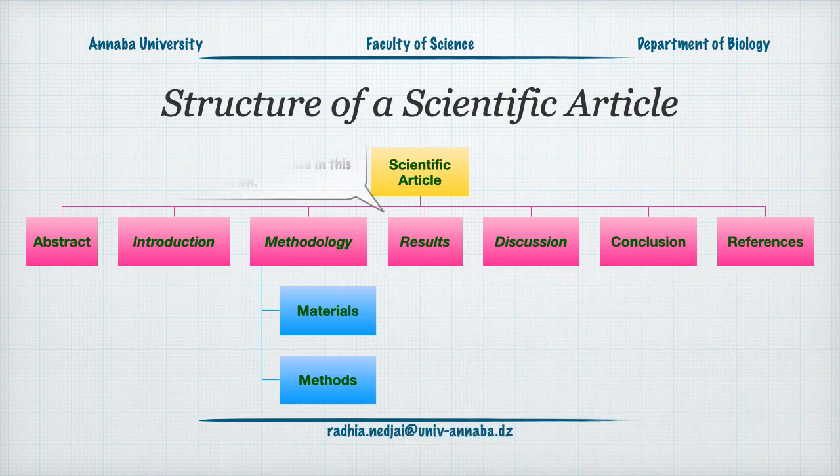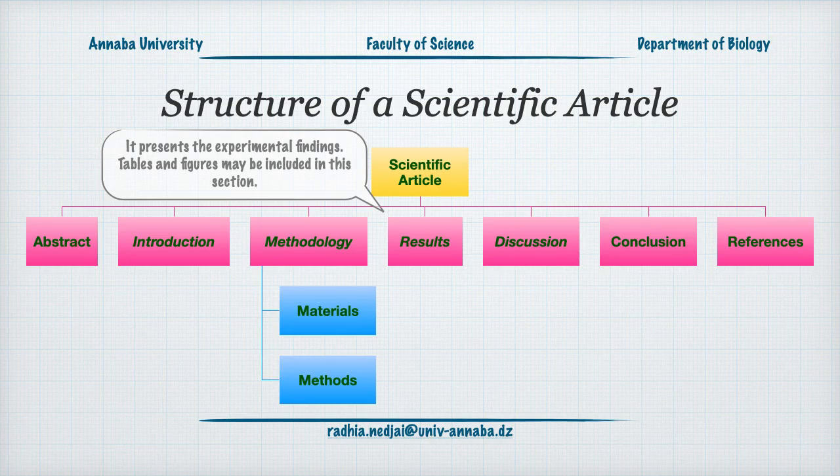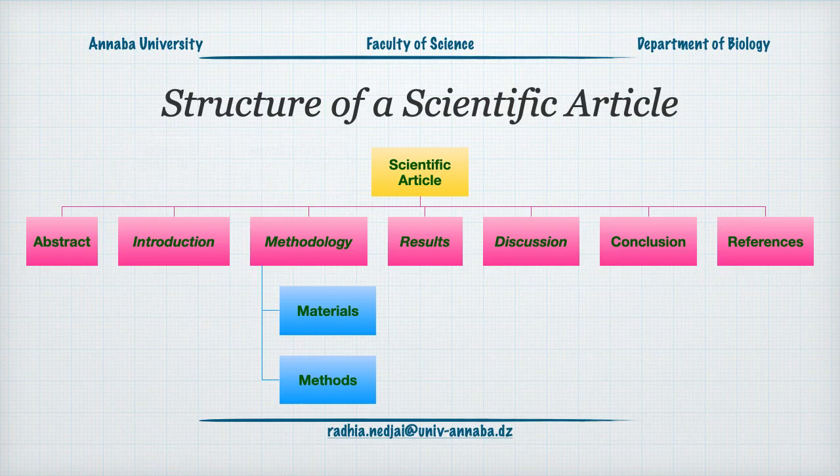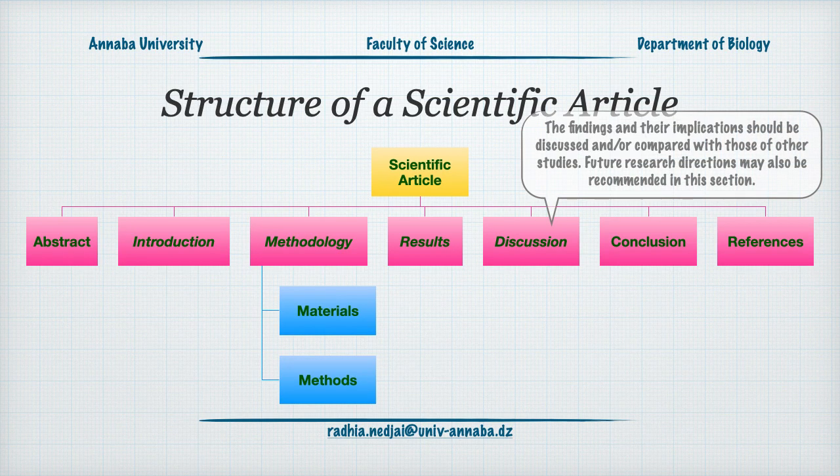Then, we have the result section. This is where authors present their findings in a clear and objective way, without interpretation, and they can support their result with figures and tables. After that comes the discussion section. This is where authors interpret their results. They compare their findings with previous results, explain their implications, and suggest possible directions for future research.